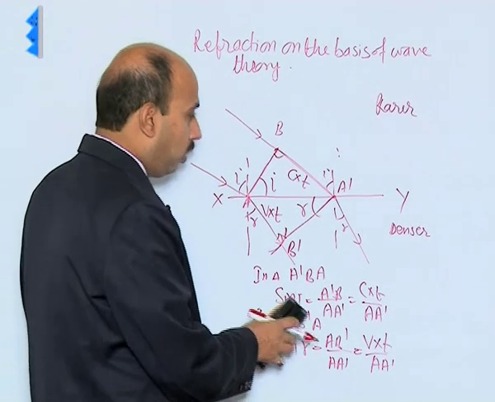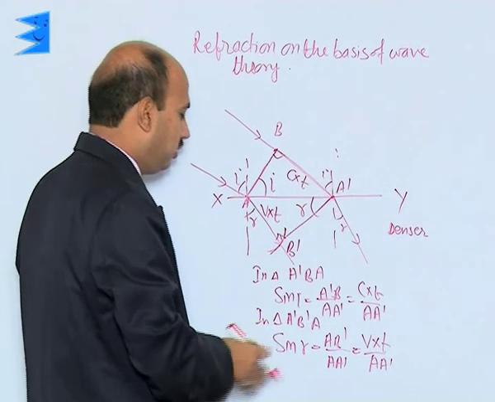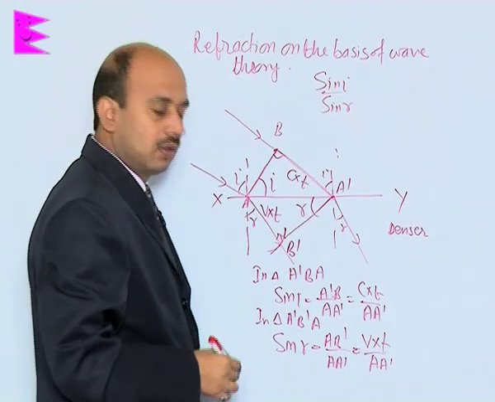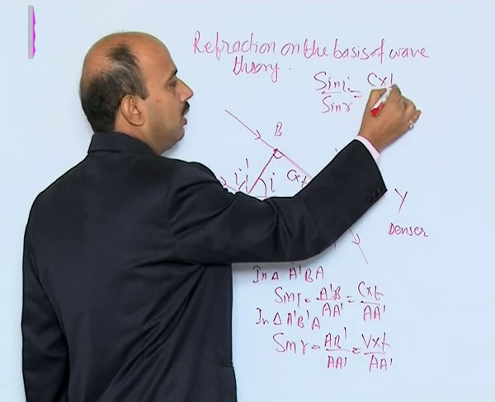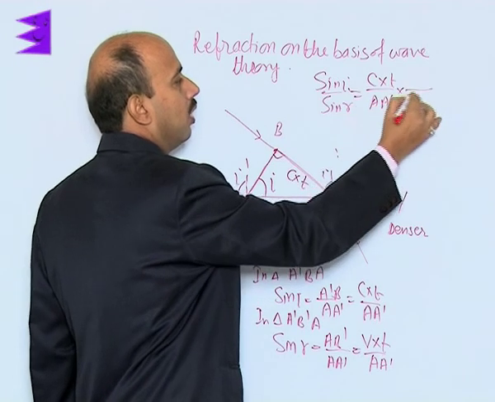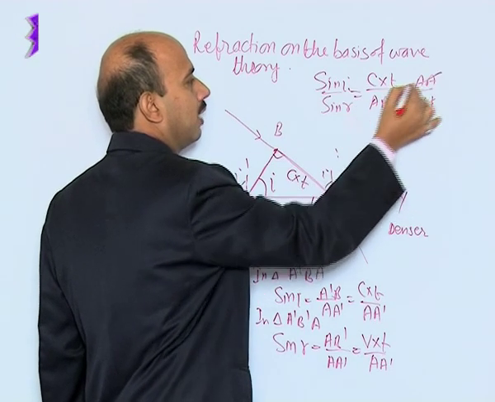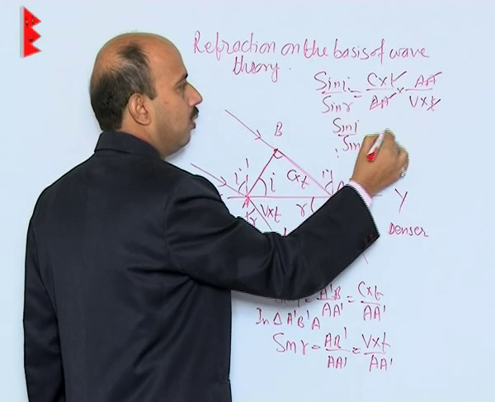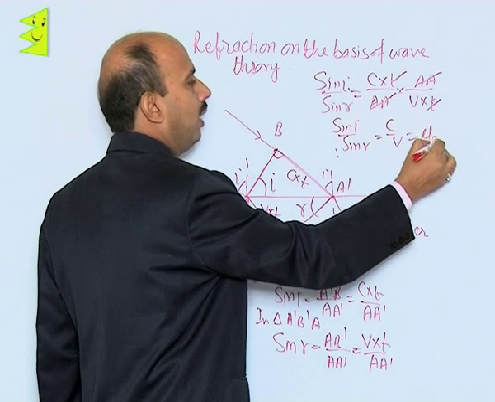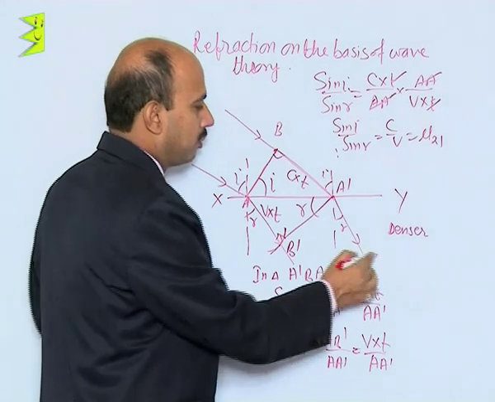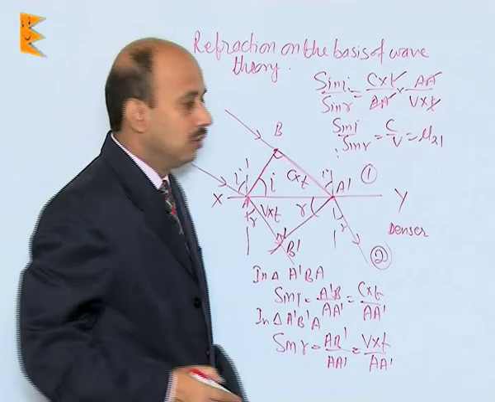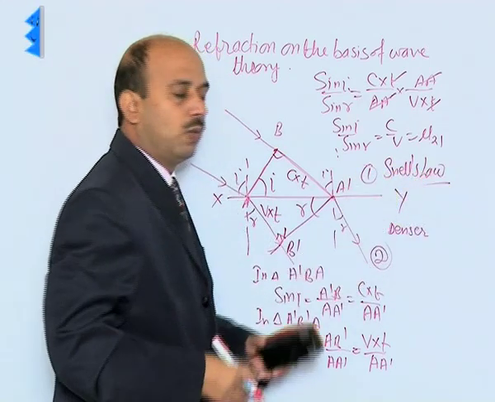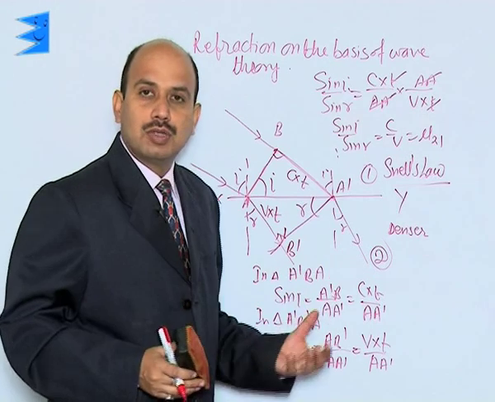Now, if you have sin i and sin r, you divide these two, and you will get sin i upon sin r equal to c into t upon AA dash divided by v into t upon AA dash. Cancel this and this. You will get sin i upon sin r is equal to c upon v is equal to mu 2 1, that is the refractive index of the second medium with respect to the first. This is known as Snell's law. So, we have derived Snell's law by using wave theory.